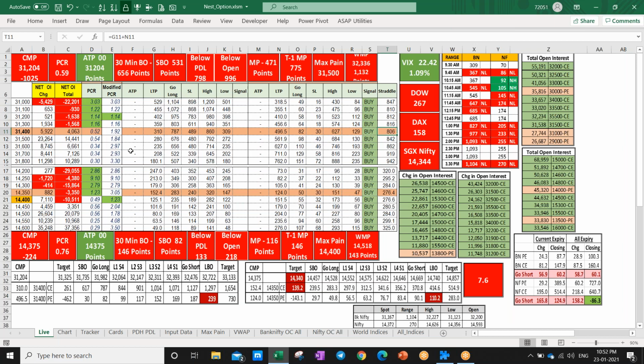So for expiry, it will be very, very useful because you can see where the movement is focusing. That's the area where the expiry will happen. So accordingly, you can take the trades for option buying or selling.